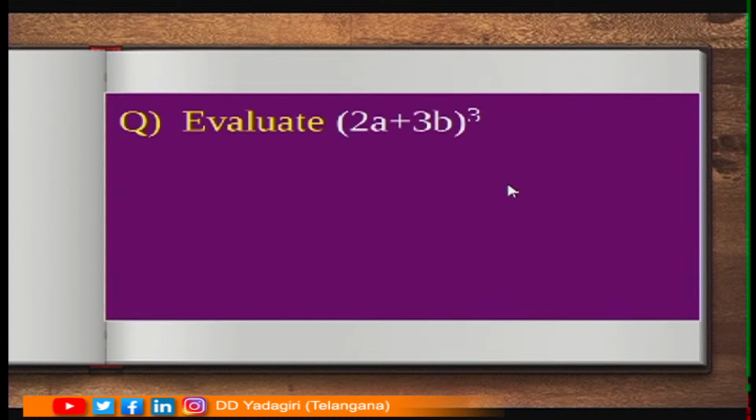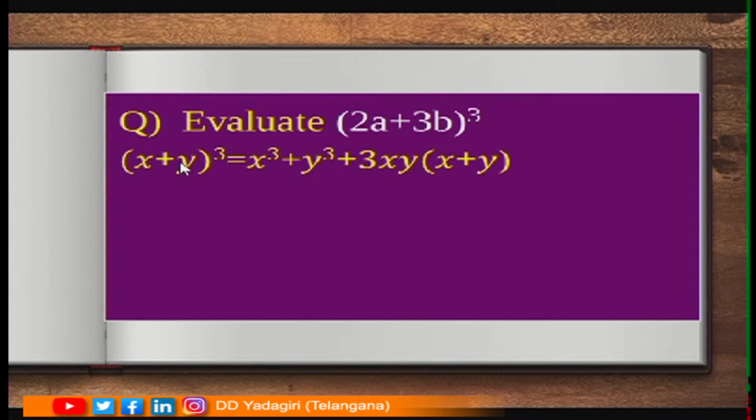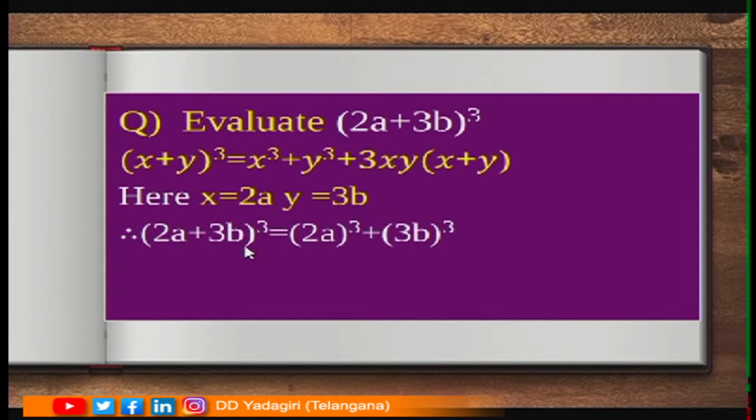So, let us take an example on (2a plus 3b) whole cube. When you compare with (x plus y) whole cube, it is nothing but x cube plus y cube plus 3xy into (x plus y). So, here the value of x is 2a and the value of y is 3b. So, you can write (2a plus 3b) whole cube is nothing but x is 2a, so (2a) whole cube, plus y is 3b, so (3b) whole cube, plus 3 into x is 2a, y is 3b, into (2a plus 3b).